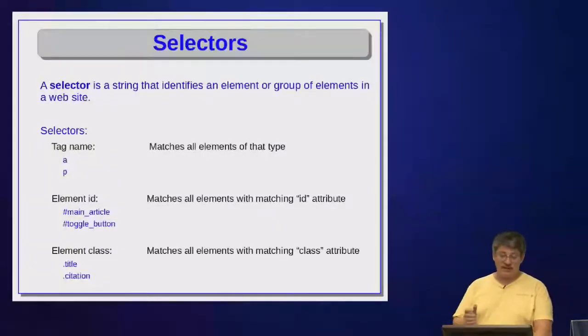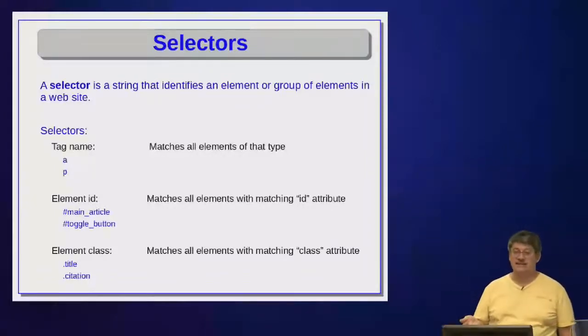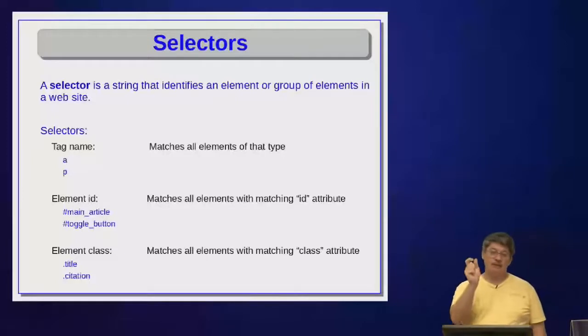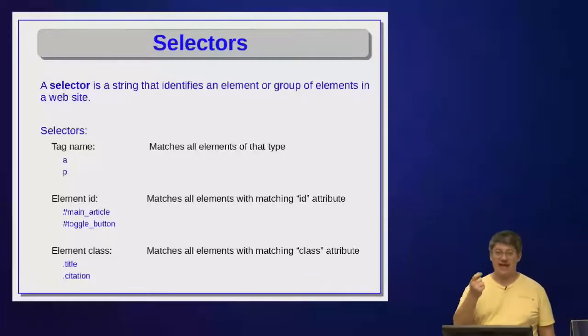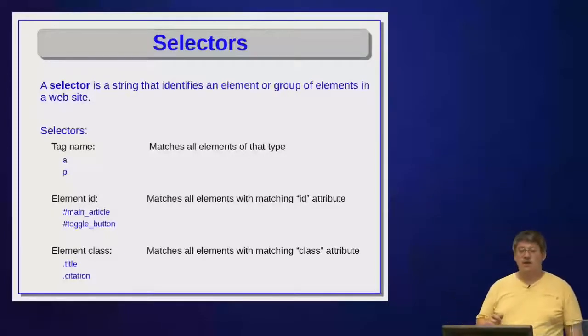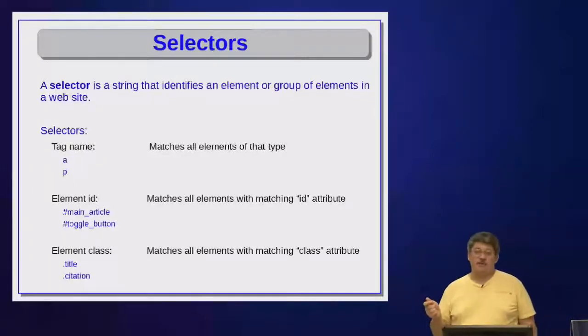So for example, here I've given you selectors for a main article ID and a toggle button ID. Notice that if you want to match an ID, we put a little pound sign in front, or what you're probably used to calling a hashtag now thanks to Twitter. So hash main article or hash toggle button will match an element in your web page that has the ID attribute set to main article or toggle button. So just to be clear, in the HTML, the hashtag won't show up. It'll just say, for example, main article. But in the CSS, we put a hashtag in front to identify it as an ID selector. IDs have to be unique. We'll talk more about that in a minute.